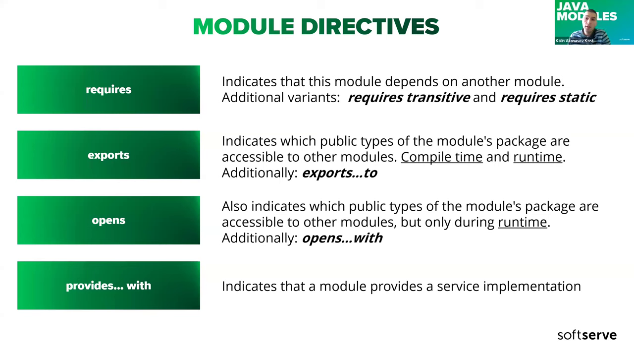Opens. This directive also indicates which public types of the module's packages are accessible to other modules. The difference between that and exports is that opens is not for compile time, it's only for runtime, while exports is for both. The opens directive can typically be used when you want to allow other modules to use reflection for the types of the specific packages. This will be highlighted in the demo afterwards too. Just like exports, opens also has opens to in order to limit the accessibility of the package. Sometimes we just want to open our module to a specific package.